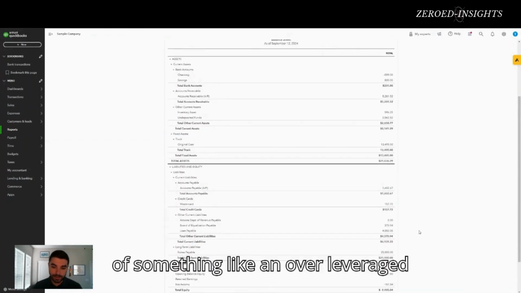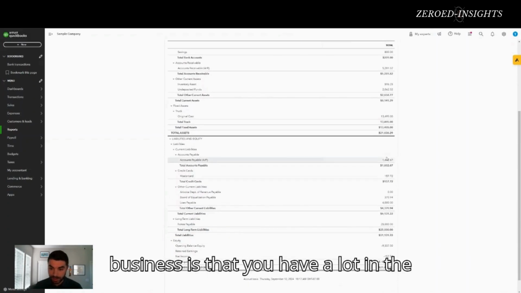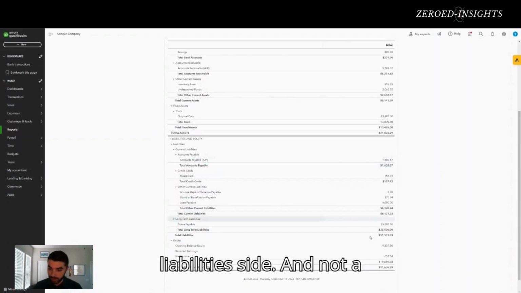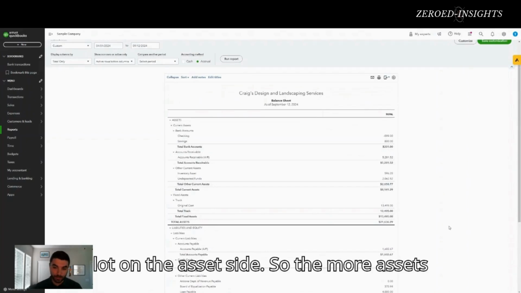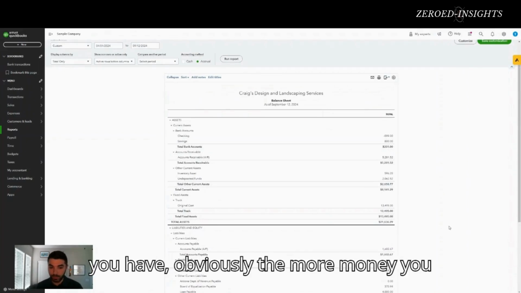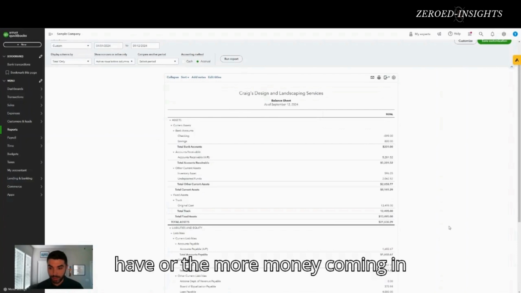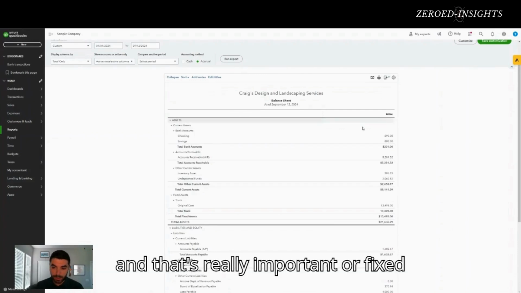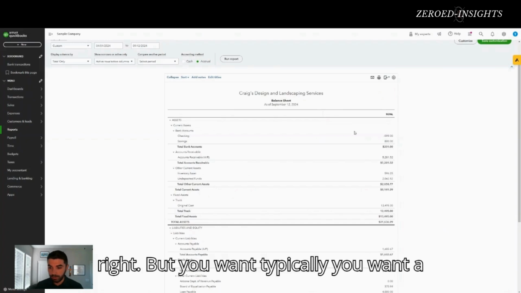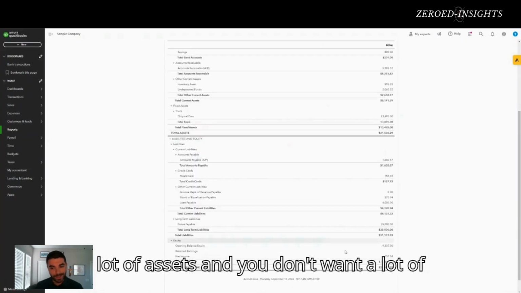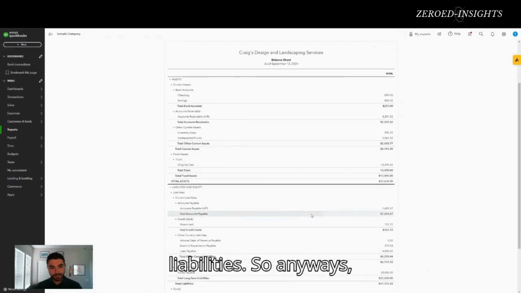The signs of something like an over leveraged business is that you have a lot on the liabilities side and not a lot on the asset side. So the more assets you have, obviously the more money you have or the more money coming in. And that's really important, or fixed assets, prepaids, whatever it might be, right? But typically you want a lot of assets and you don't want a lot of liabilities.